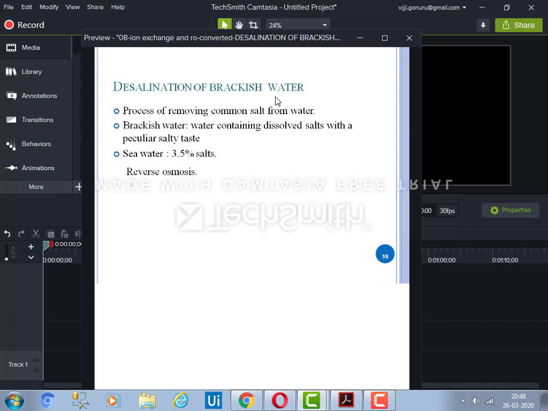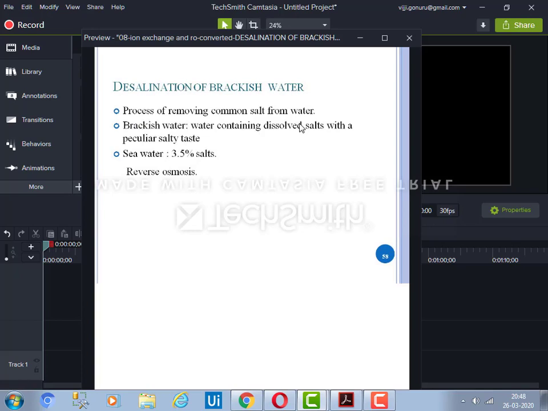Desalination is nothing but removal of salinity. Here salinity is nothing but the saline nature or the salt nature. Removal of salt nature in the brackish water is called the desalination process. So now let us see what is desalination: the process of removing common salt from water.